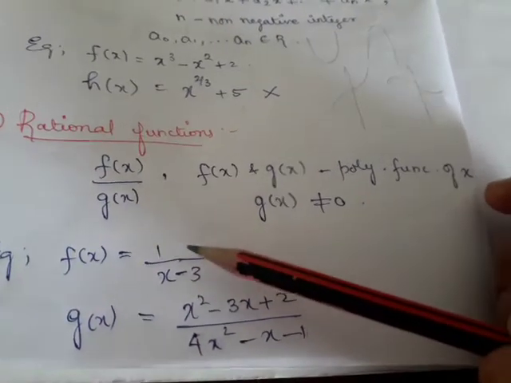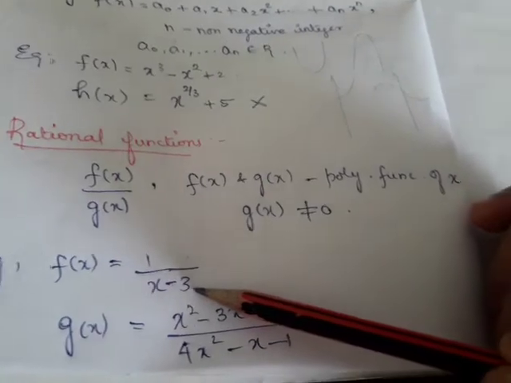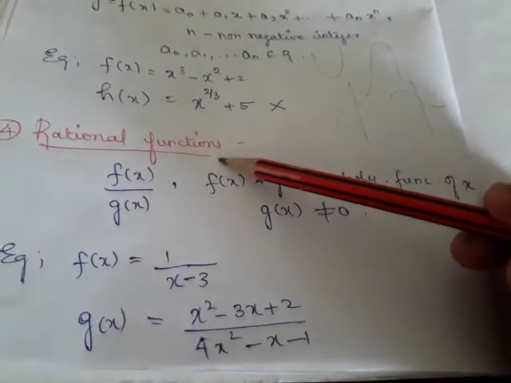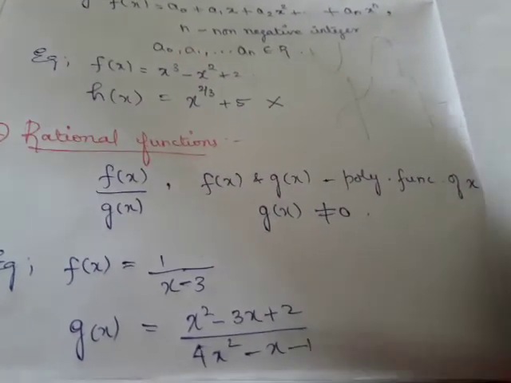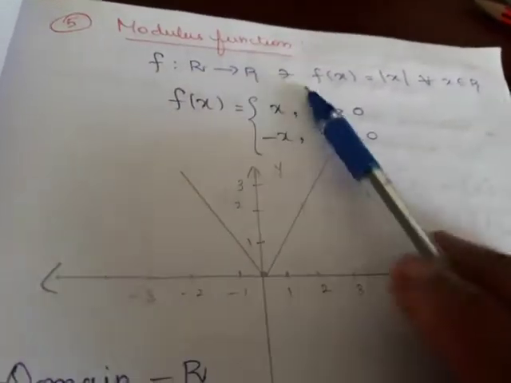If we have two functions, one in the numerator and the other in the denominator, then we will call such a kind of function a rational function, where the denominator should not be equal to 0. Yes, hope you understand. Next, what we are going to see is the modulus function.